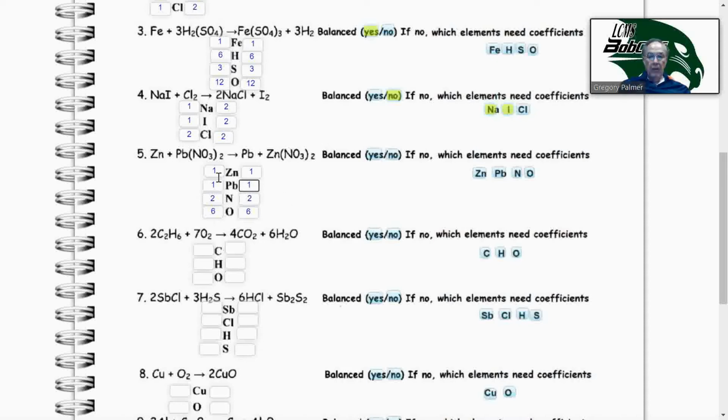So we look to see if they're balanced. 1, 1, 1, 1, 2, 2, 6, 6. So this is indeed balanced, so there's no problems over here.